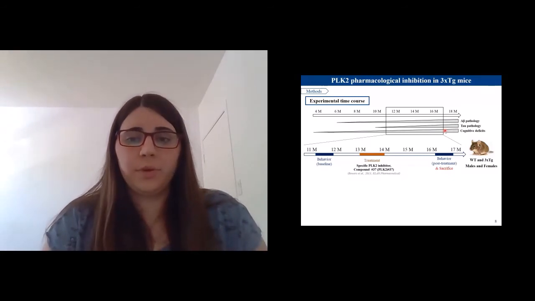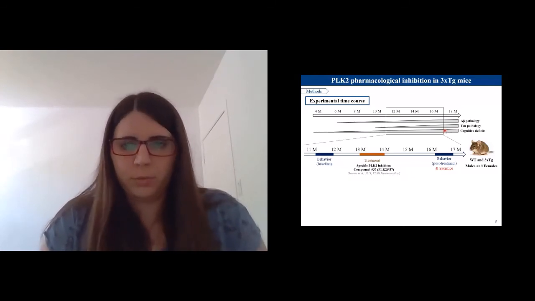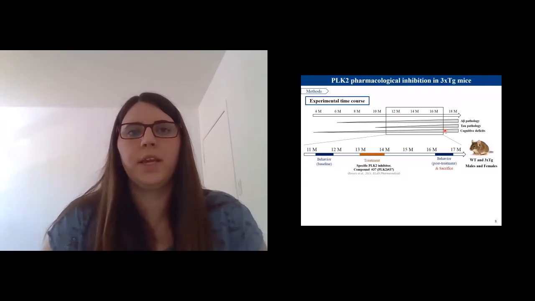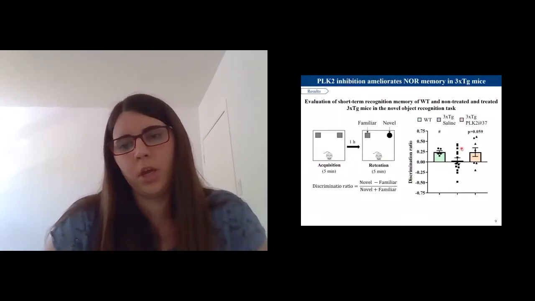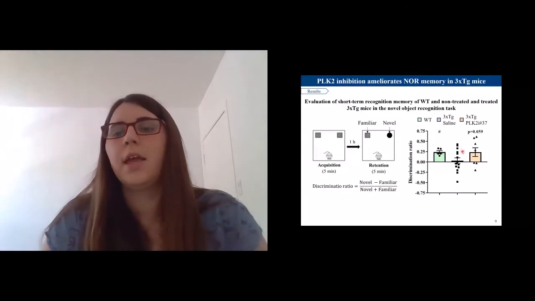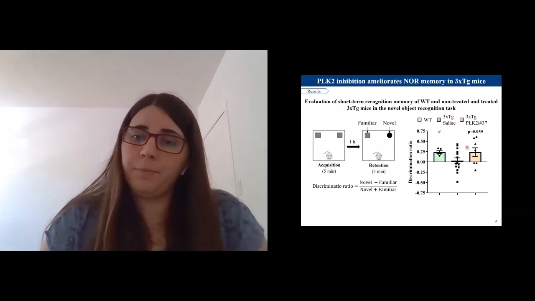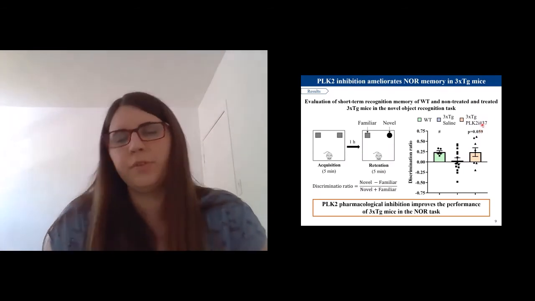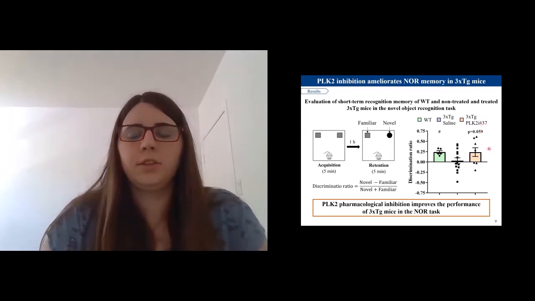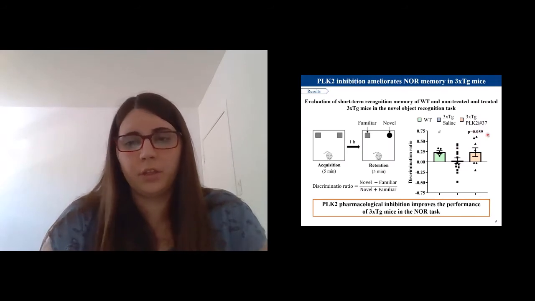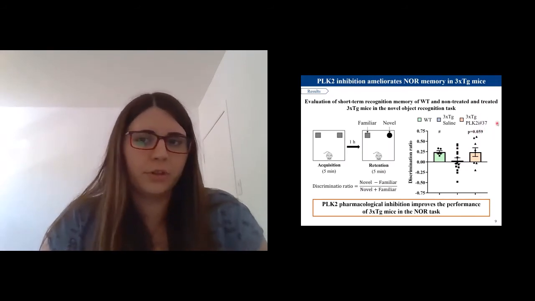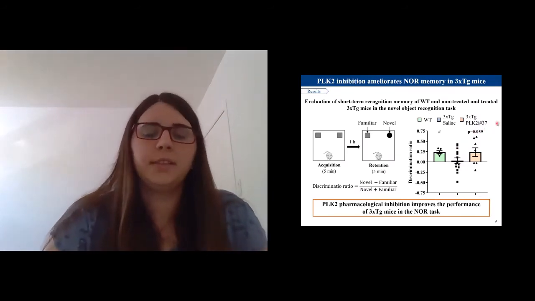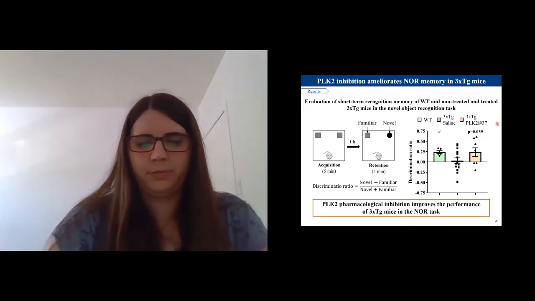However, this discrimination ratio was affected in saline triple transgenic mice, so non-treated triple transgenic mice, reflecting a deficit in short-term recognition memory. And interestingly, the treatment prevented, or partially prevented, this effect, as you can see by this amelioration of the performance in orange for triple transgenic mice that received the PLK2 inhibitor.